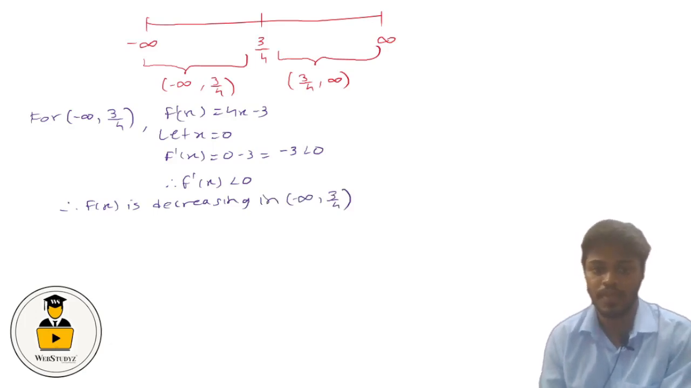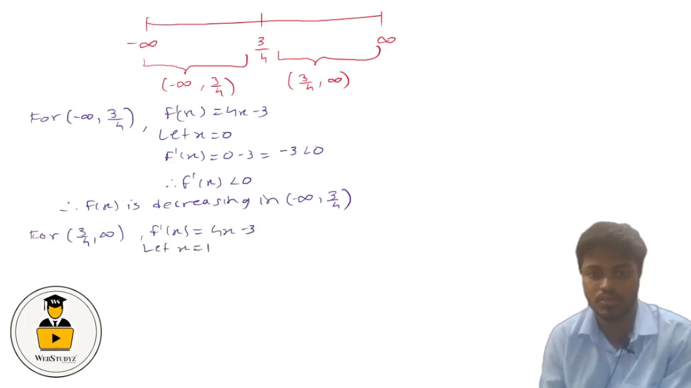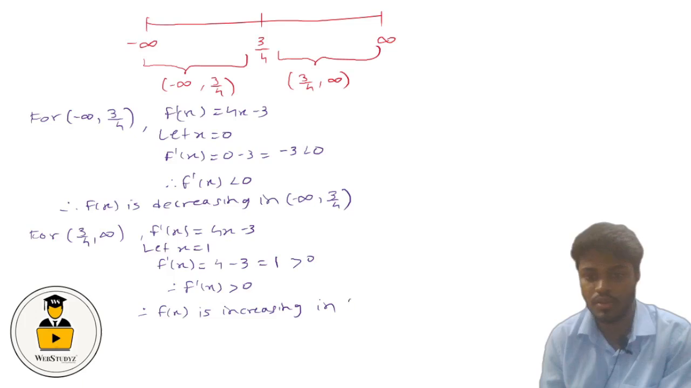Similarly, if we take the second interval, 3 by 4 to infinity, for this also our f dash of x is 4x minus 3. So let us assume x equals 1. Our f dash of x will be 4 minus 3, which is 1. It is greater than 0. So our f dash of x comes out to be greater than 0, and since f dash of x is greater than 0, we can say that f of x is increasing in the range 3 by 4 to infinity.